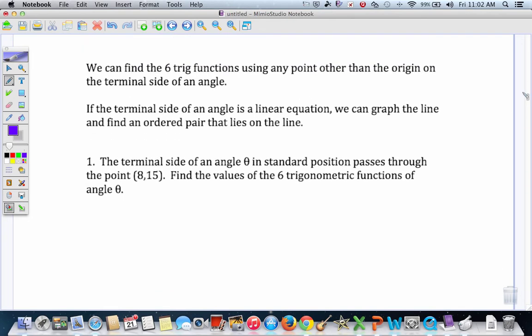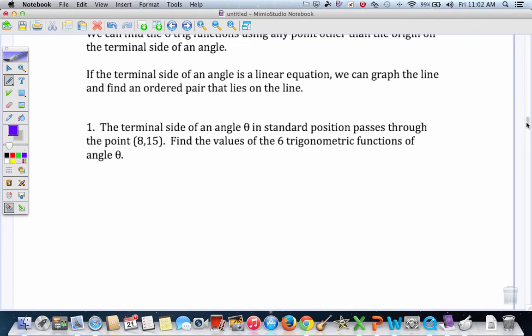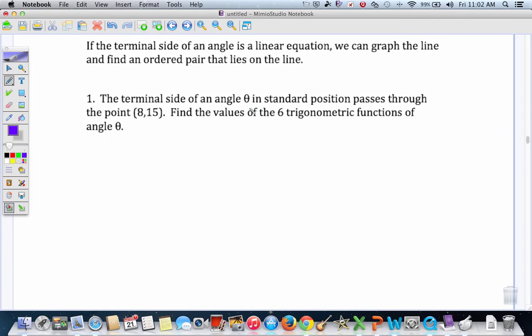So with that coordinate plane, we can use our coordinate plane and an ordered pair that's on the terminal side to find our six trig functions as long as we know x, y, and r. So looking here at number 1, it says the terminal side of an angle, theta. Again, angles here in trig are typically going to be Greek letters. This is a Greek letter theta. You might see alpha, you might see beta, you might see gamma.